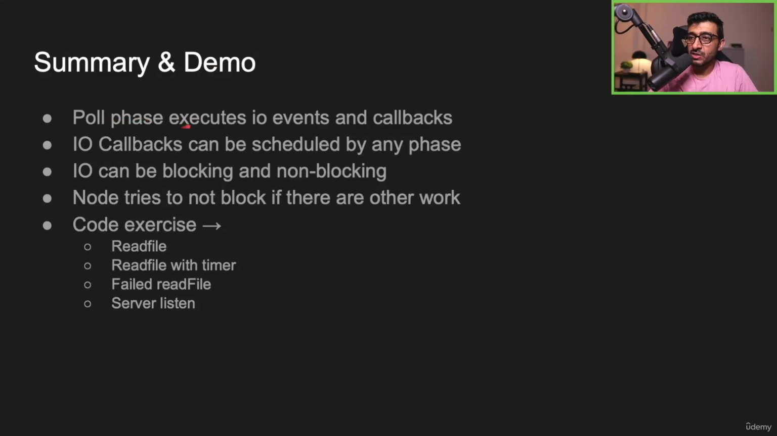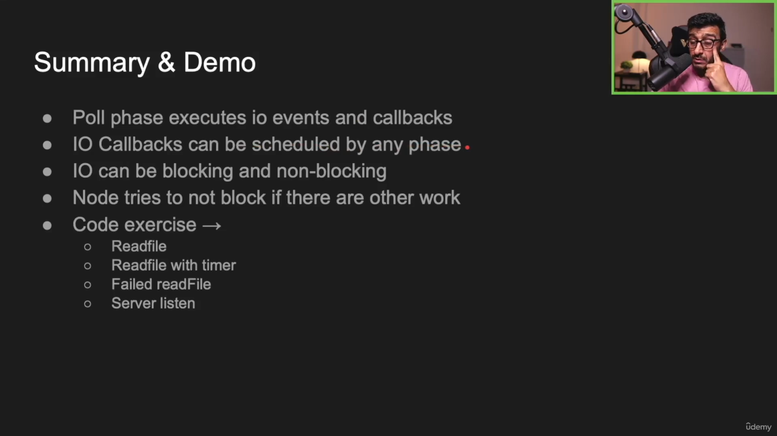So the poll phase executes IO events and callbacks, both, right? There is an IO event: read, epoll_wait, write, accept, listen. These are system calls, IO. Then there are also the callbacks that are scheduled as a result of the completion of these things, right? So both of them are being executed. There's the work itself and there's the work after the work is done. Does that make sense?